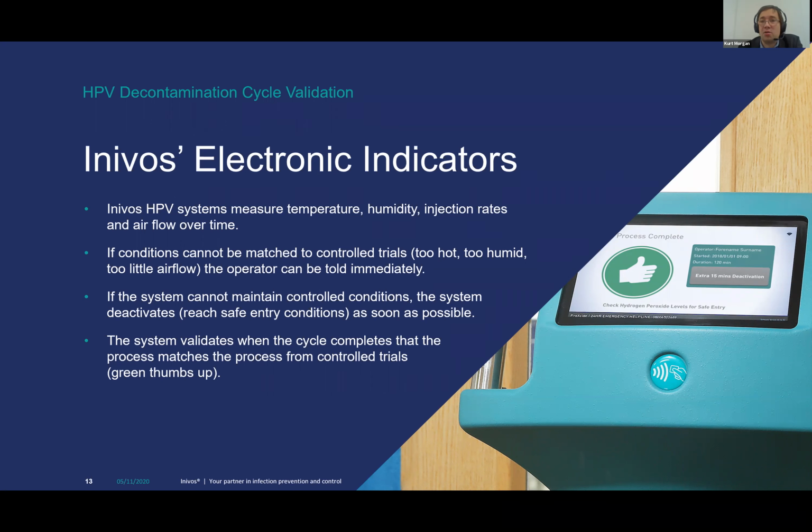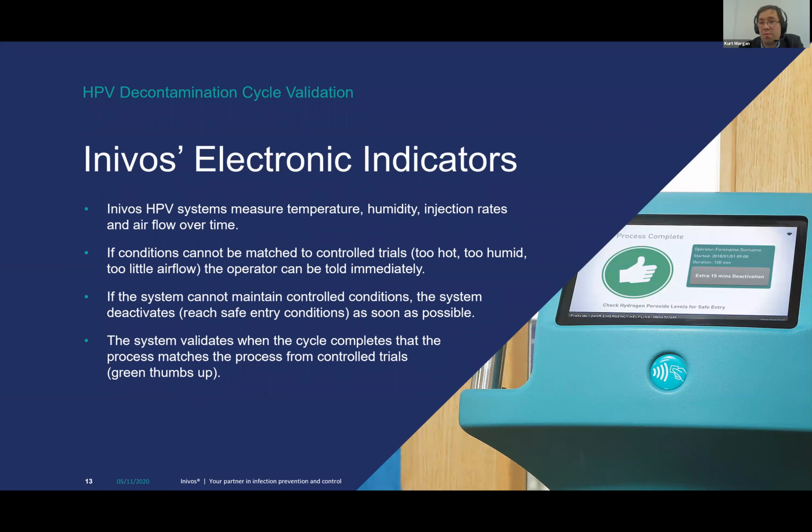This threshold and dwell time are set to match trials with biological indicators, the gold standard. The system validates when the cycle completes and that the process matches the process from controlled trials, and then gives a green thumbs up in our case.